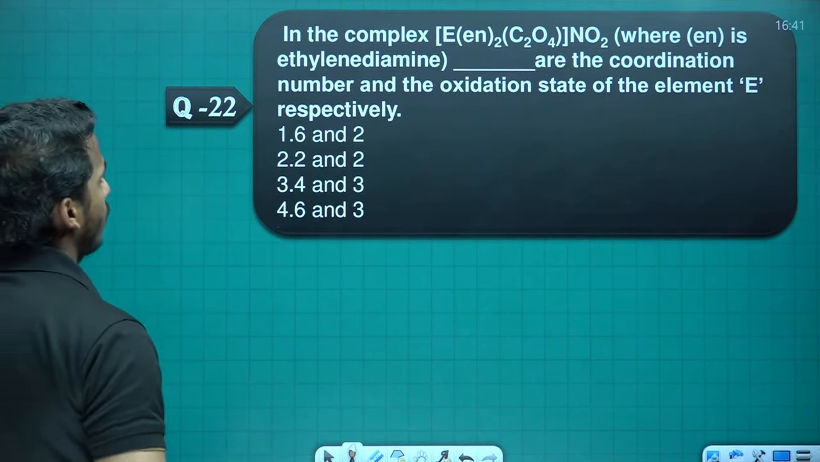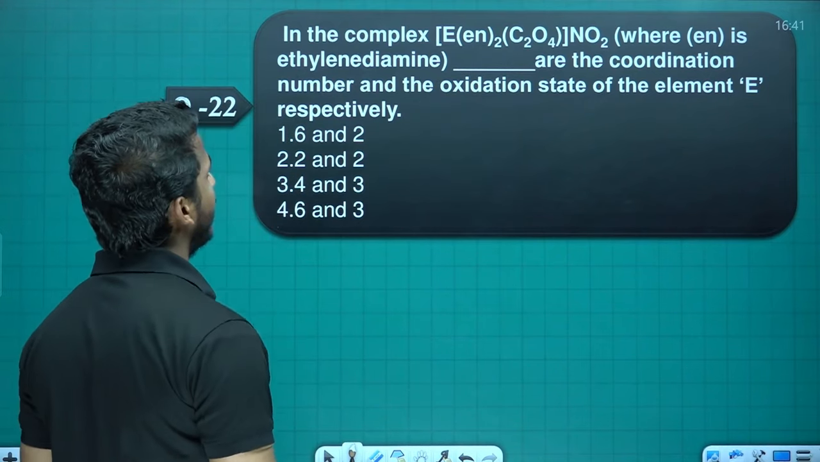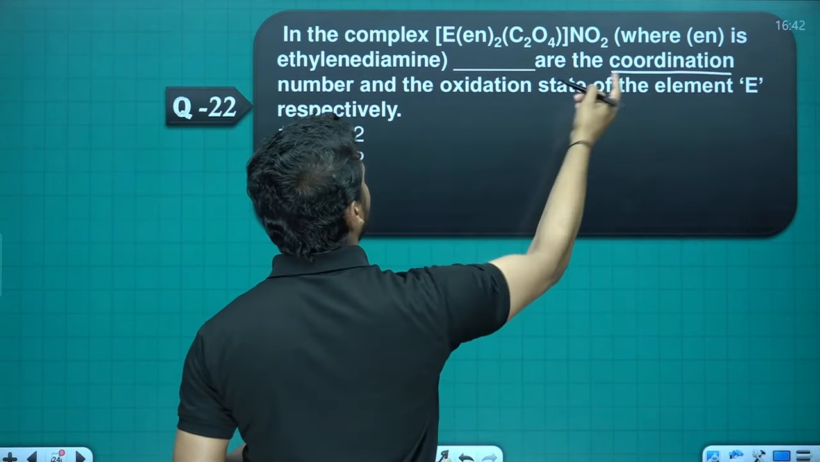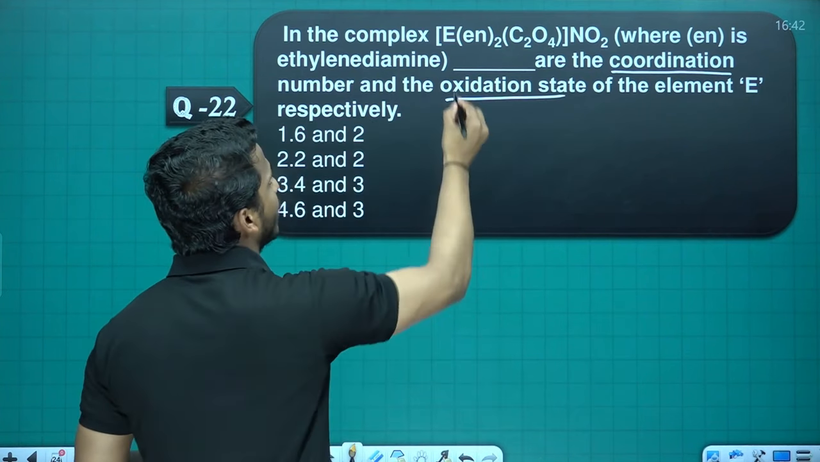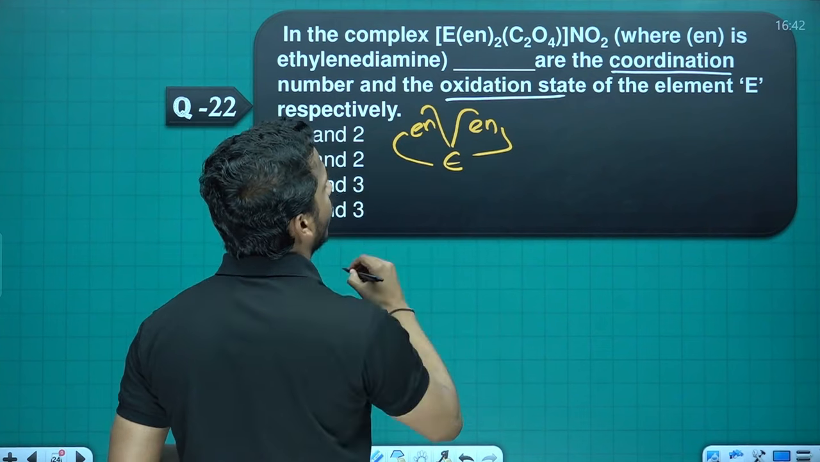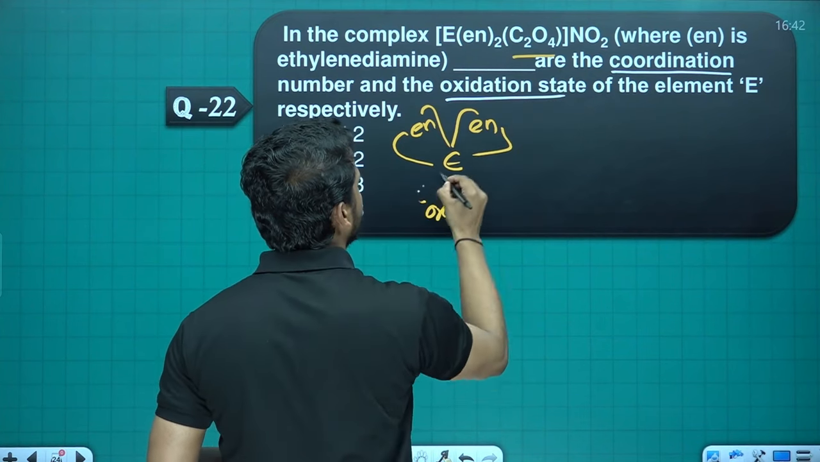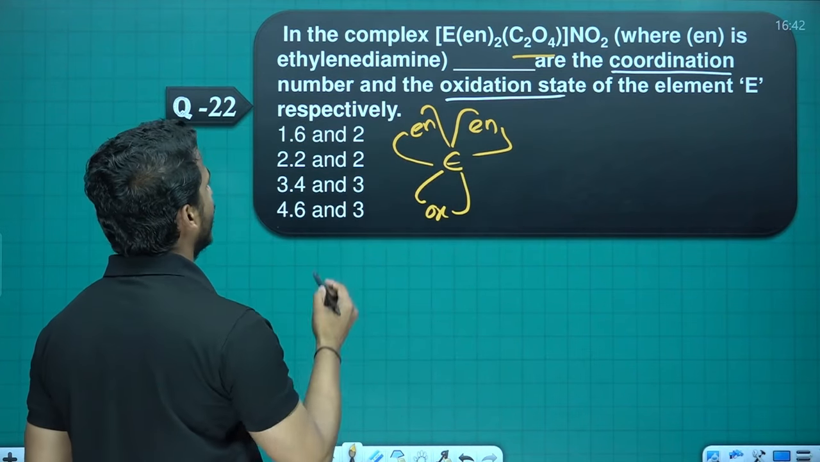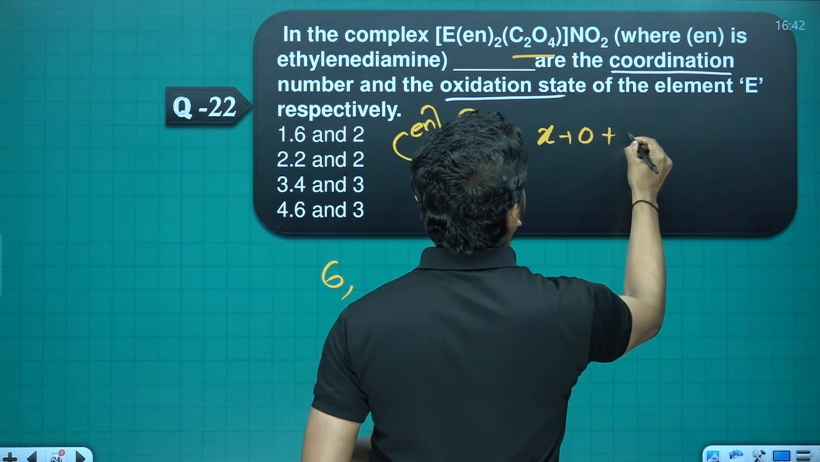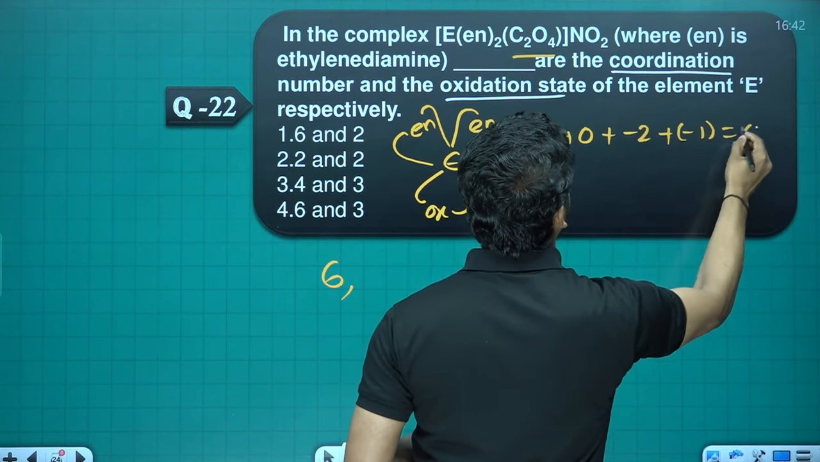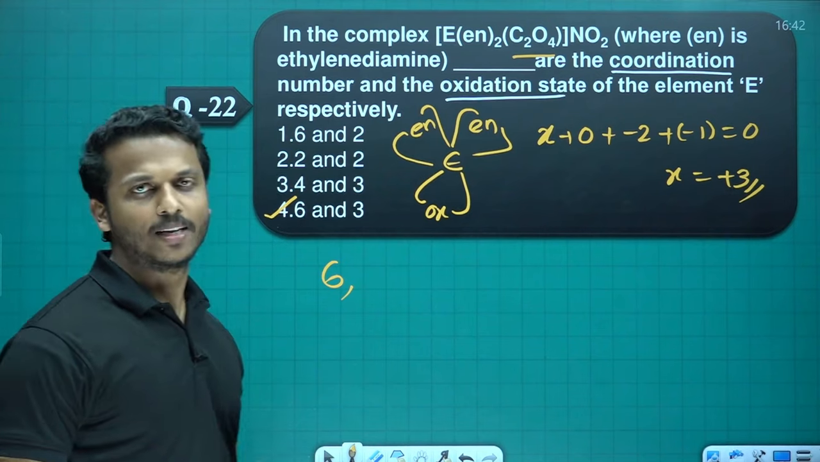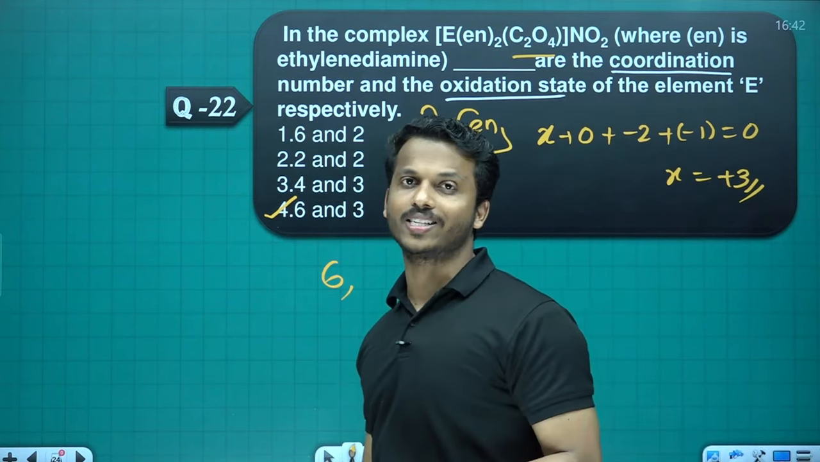In the complex, you can see there is a complex given. EN is ethylene diamine. They are asking for the coordination number and the oxidation state, coordination number first, oxidation state second. What is the coordination number? E is the metal, En are 2 in number. 1 En provides 2 sigma bonds, so 2 En provide 4 sigma bonds. And oxalate is also there. Oxalate is also bidentate. Total 6 sigma bonds are there. So coordination number 6. Then what is the oxidation state? E charge is X. En is a neutral ligand. Oxalate is -2. Nitro is -1. Overall 0. X is equal to +3. So 6 and 3. You can see, my dear, option 4, 6 and 3. See how many questions are repeated. They ask you the oxidation state and coordination number.